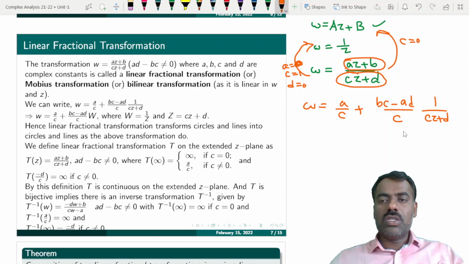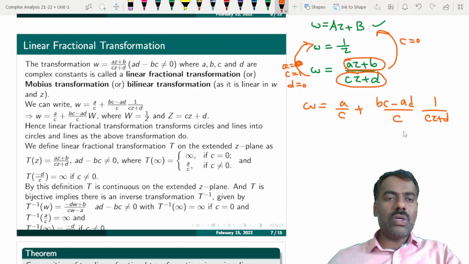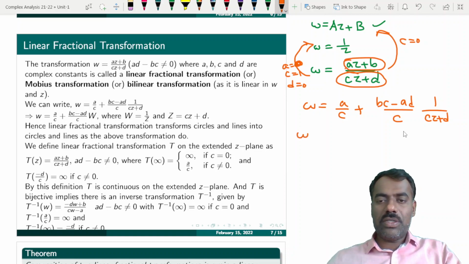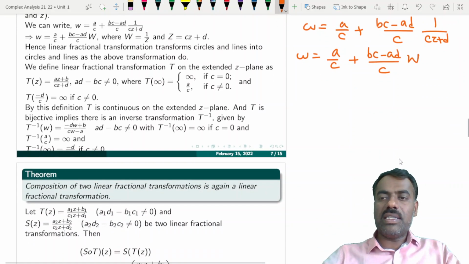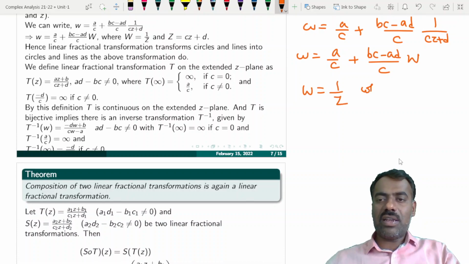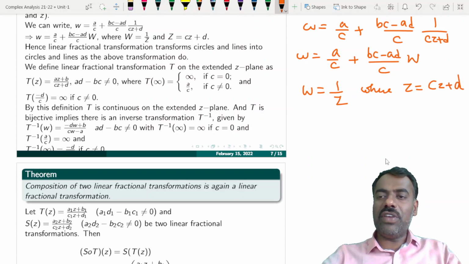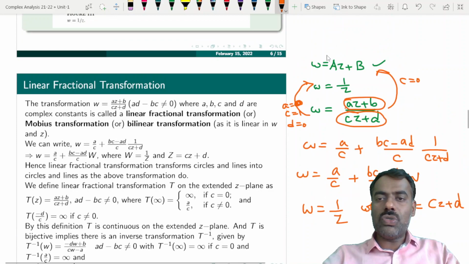Okay, so you can write this as w = a/c + a constant. We can write it as something times W, where suppose this W is nothing but 1/Z, where again Z is nothing but cz + d. So basically what we have seen is that using these two, we got this one.